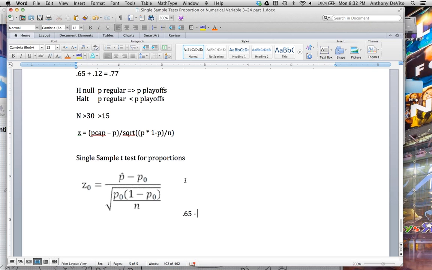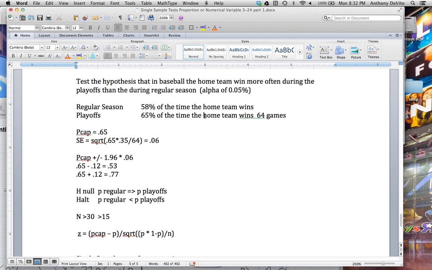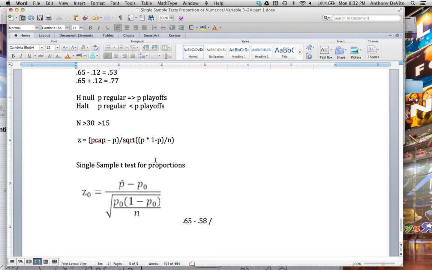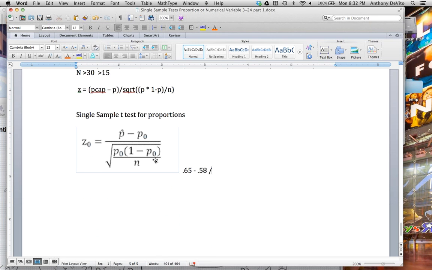So 0.65 minus, what did I say it was, 0.58, divided by my standard error, which turned out to be 0.06. So that's going to be equal to 0.07 divided by 0.06, and that's going to be equal to, we'll say, 1.2. Okay, a z-score of 1.2, is that enough for you to reject the null hypothesis?